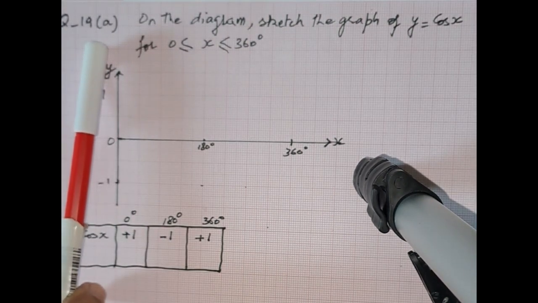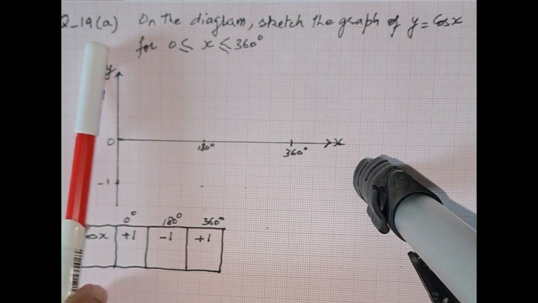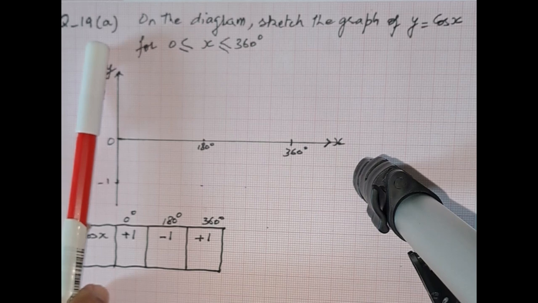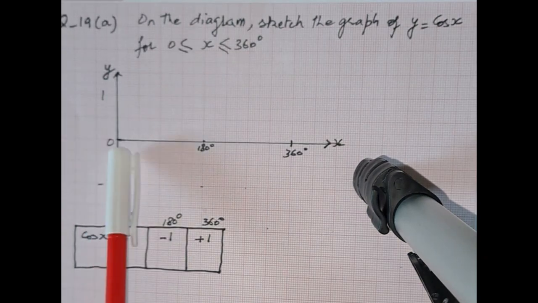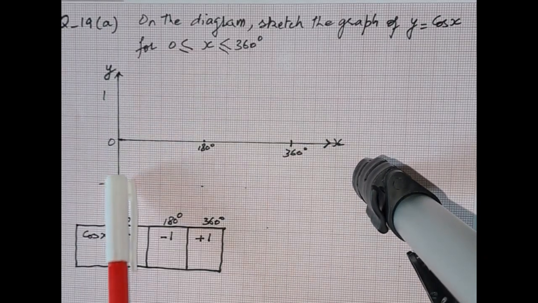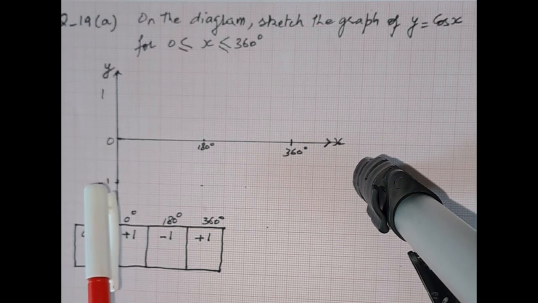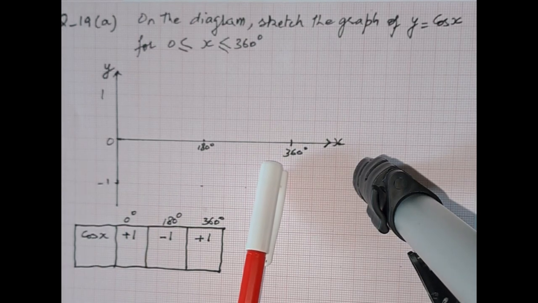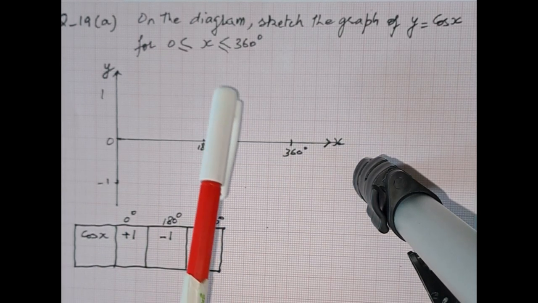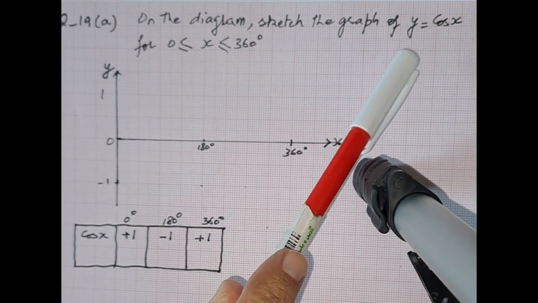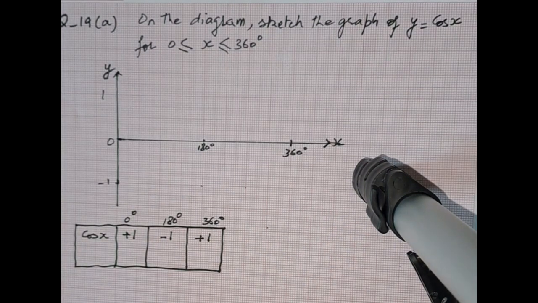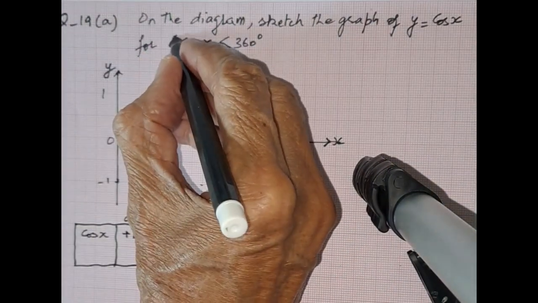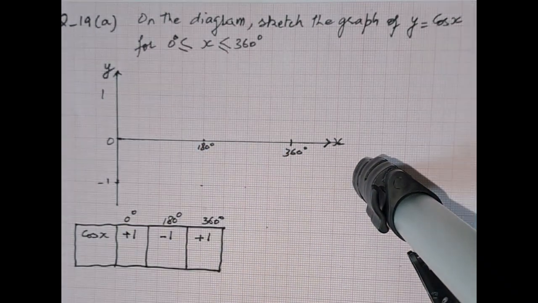This is question number 19A of paper 0580/21/May-June 2023. The question reads, on the diagram, this diagram is made for you on the question paper, but I have made it separately on the graph paper. Sketch the graph of y equals cos x for 0 degrees is less than or equal to x and x is less than or equal to 360 degrees.